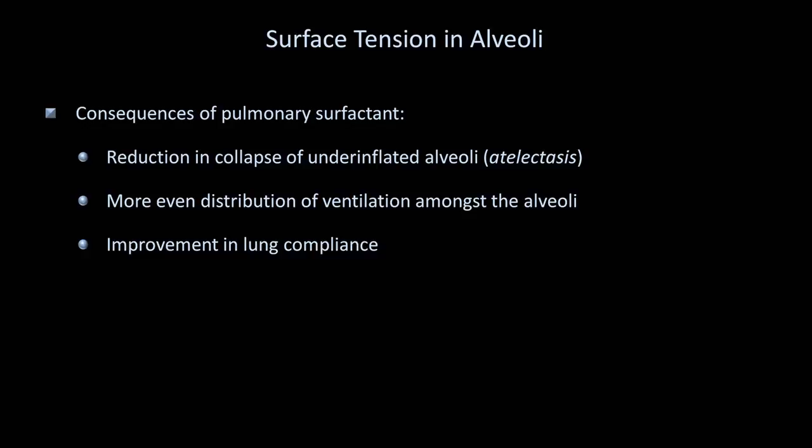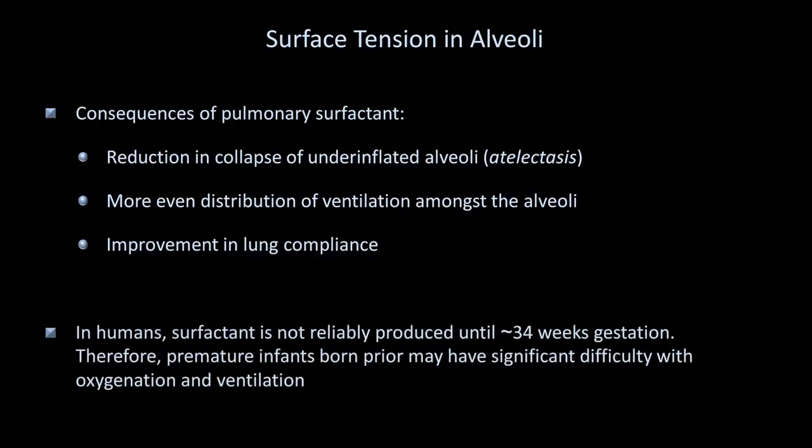The last major clinically relevant aspect of surfactant has to do with preterm births. In humans, surfactant is not reliably produced until about 34 weeks gestation. Therefore, premature infants born prior to this may have significant difficulty with oxygenation and ventilation, a condition called infant respiratory distress syndrome, not to be confused with adult respiratory distress syndrome, which is quite different. Treatment of infant respiratory distress syndrome consists of a combination of positive pressure ventilation and exogenous surfactant delivered to the alveoli via instillation into the airways while intubated.